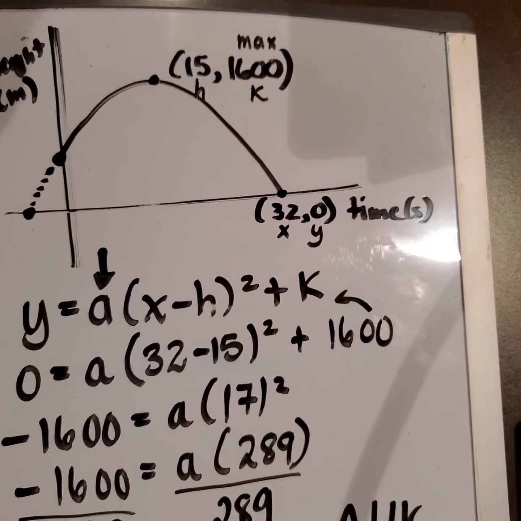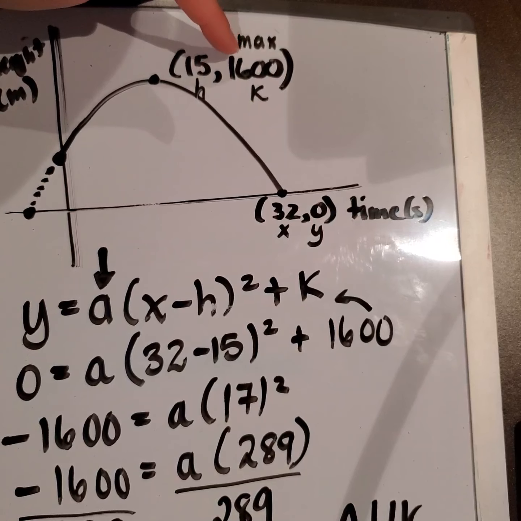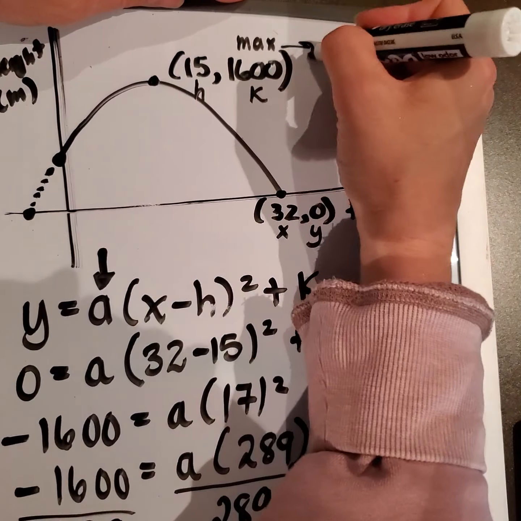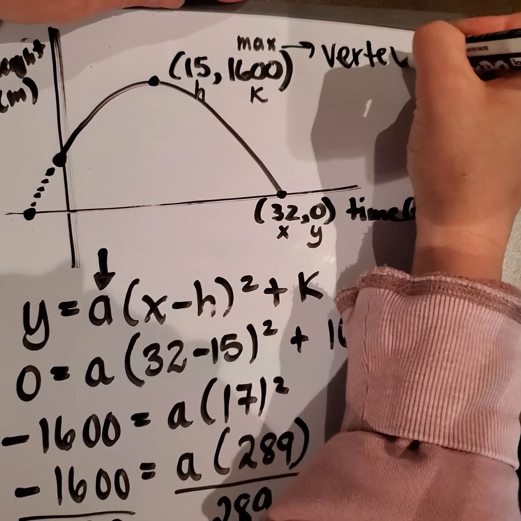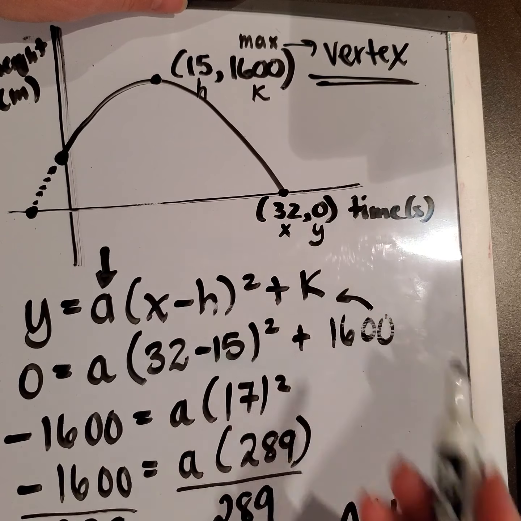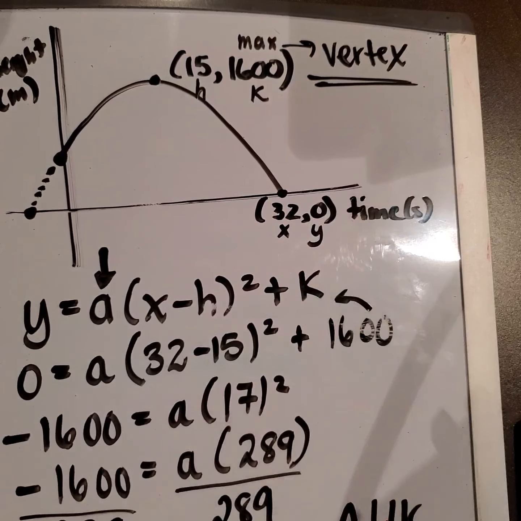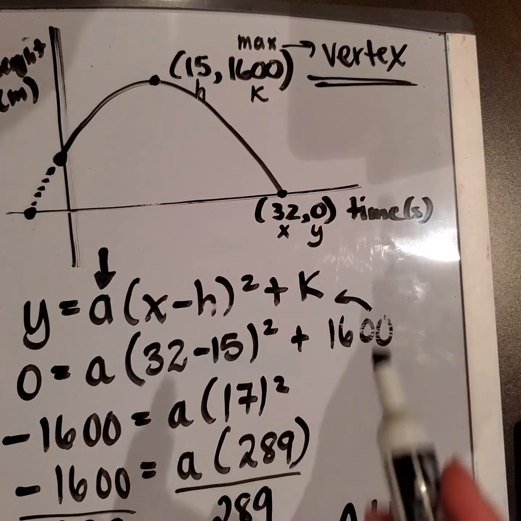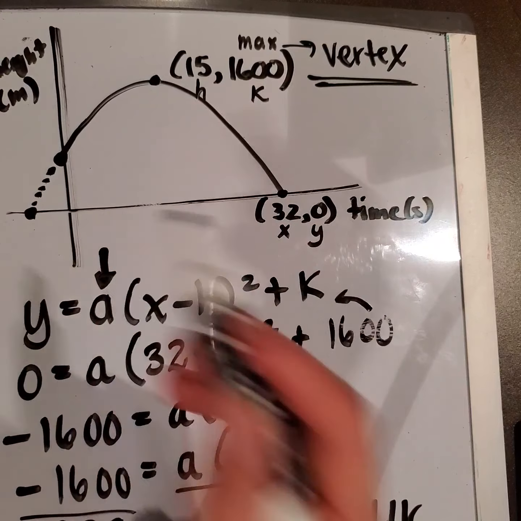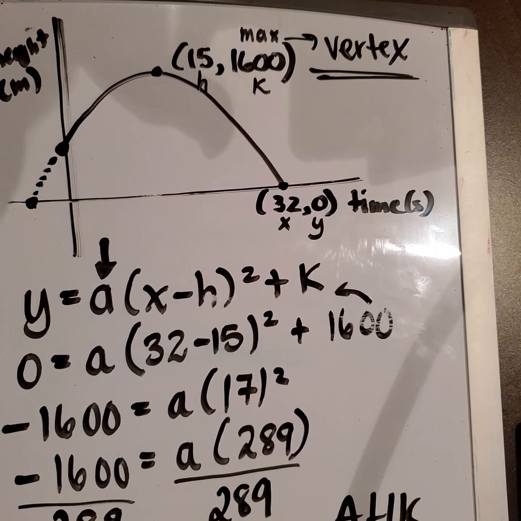So the rocket, if we go back to our diagram, was launched from a height that we didn't know. After 15 seconds, it reached a maximum height of 1,600. That word max tells me vertex, and then it hit the ground after 32 seconds. A couple of units ago, when we had this information, we didn't know what vertex form was, so we would be using factored form and zeros to try to come up with an equation. Now we have another alternative.